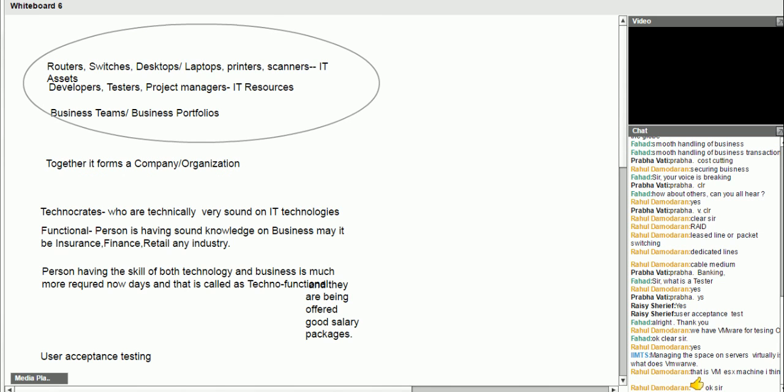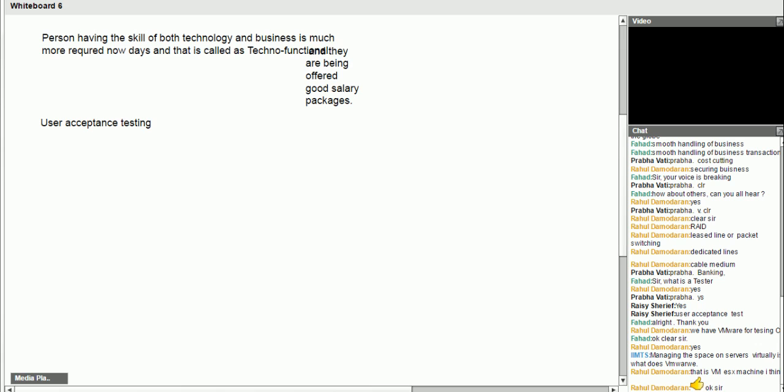This is all about IT. IT is nothing beyond all these things. Technology can change. I mean, you can name some of the technologies. There are a lot of technologies available in the market.